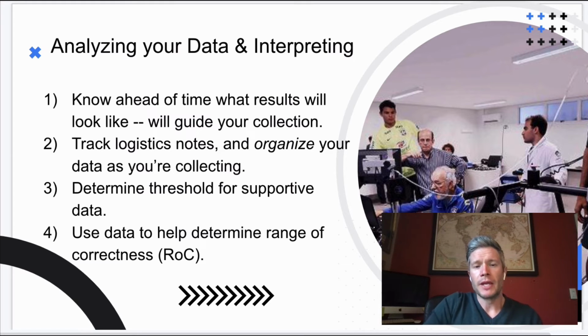So we have a few points here, and it's really just trying to set you up for success again in the lab. Okay, so know ahead of time what results will look like. They'll help guide your collection and set up your collection sheet, or data collection, tracking, or logging. And we'll give you a specific example of that next. So it's a way that you can essentially organize the data as you collect it to almost give you your interpretation as you're gaining this information. Once you have that, if you haven't already, you should have some idea of what your threshold is going to be as far as supportive data versus not.